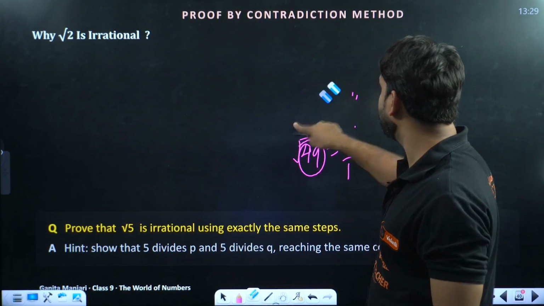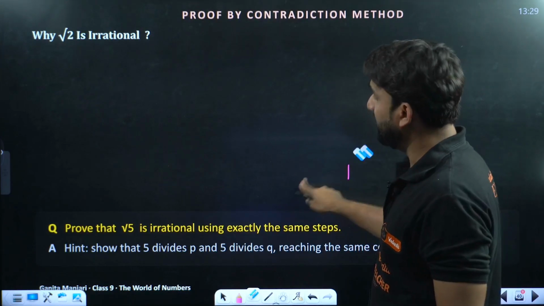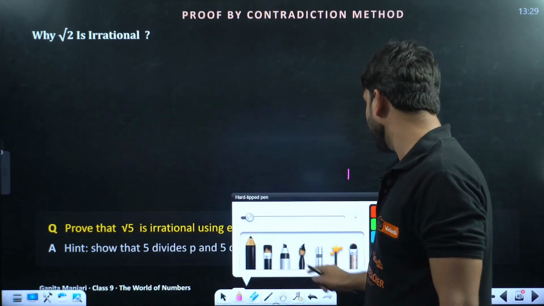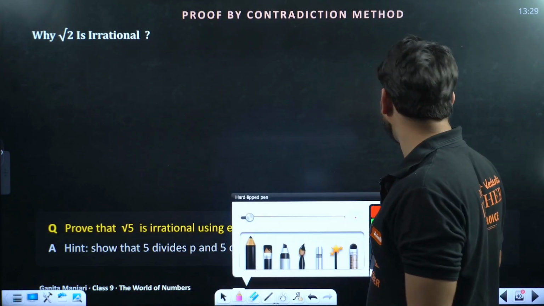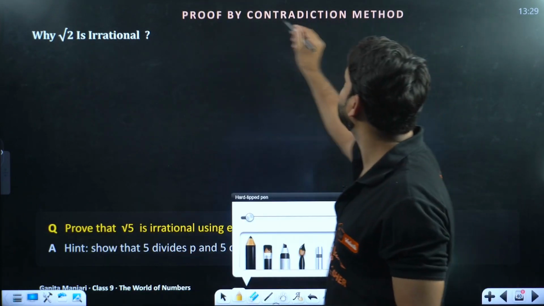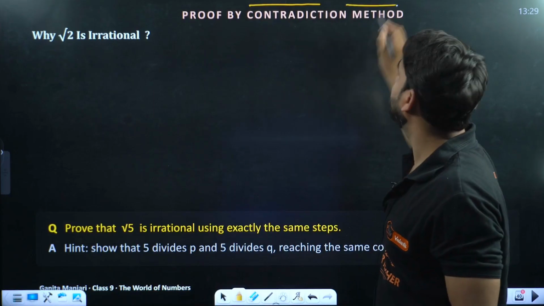So let's do a question here. This is very important, champion. How to prove an irrational number? We are going to prove an irrational number, and the proof method is called the contradiction method. Can you see here? By contradiction method. This is very important.